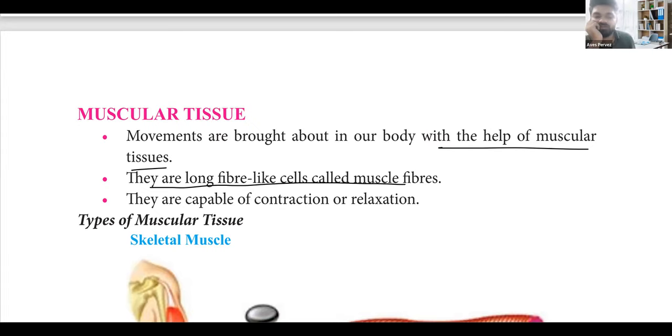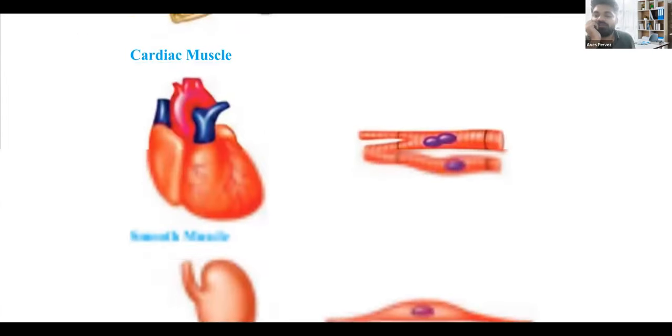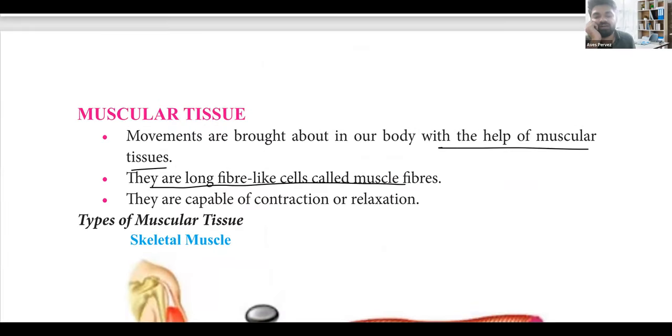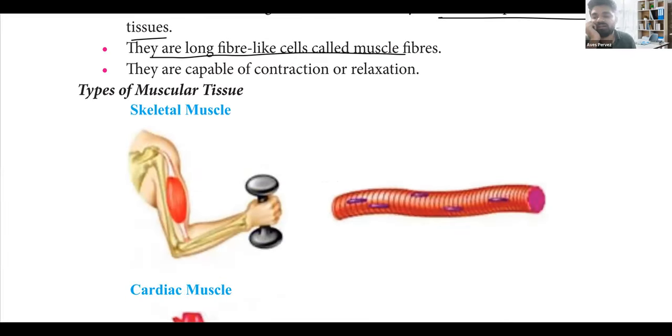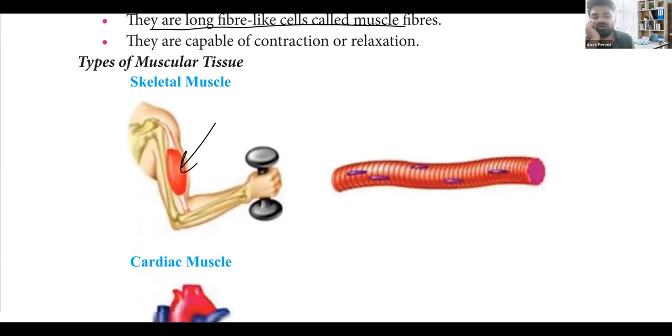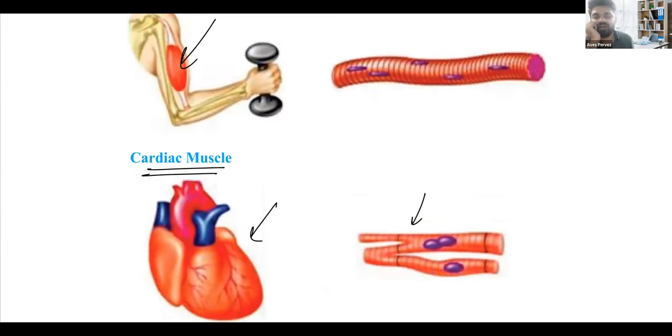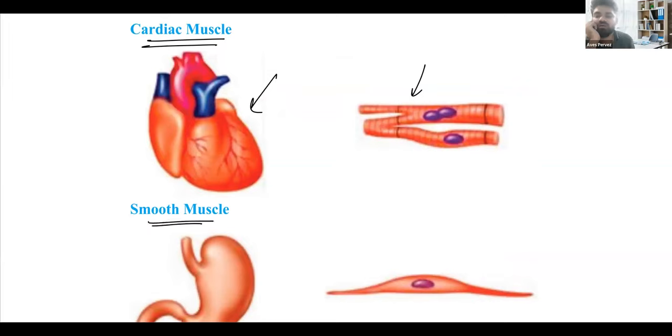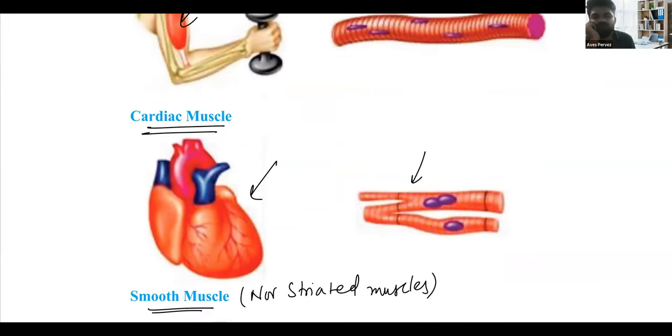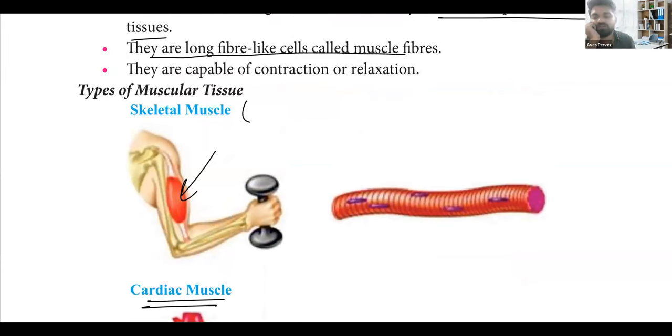Now there are different types of muscular tissue. The tissue present in the muscles, like here, is called skeletal muscle. Next we have the cardiac tissue, which has a structure like this, and the other one is the smooth muscle, or non-striated muscle. The first one, skeletal muscle, is voluntary and is also called striated muscle.